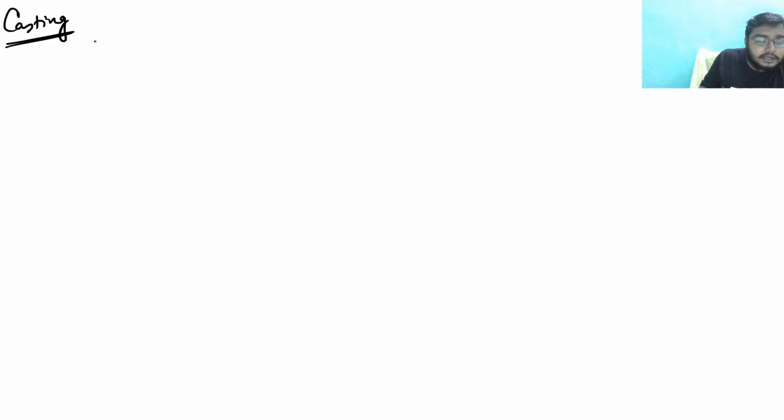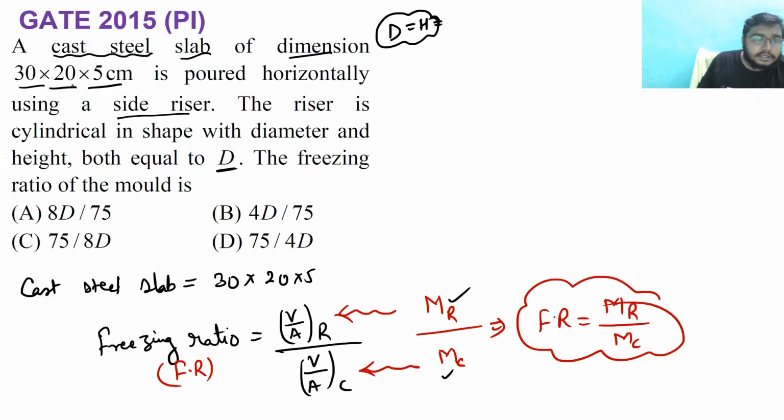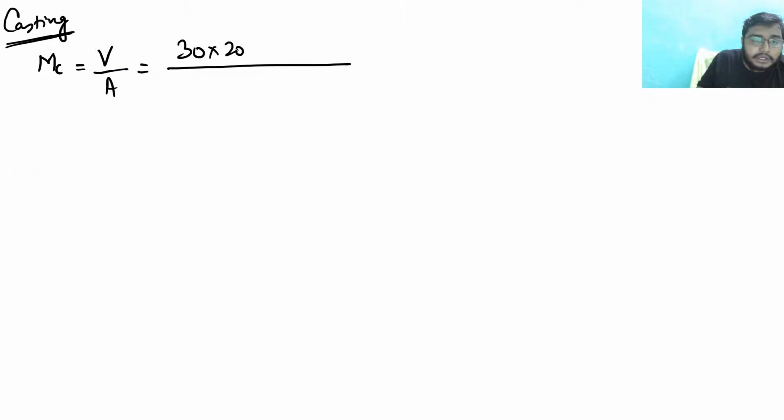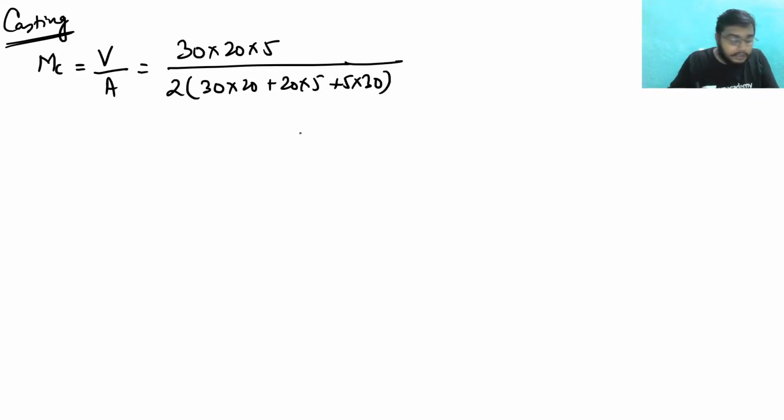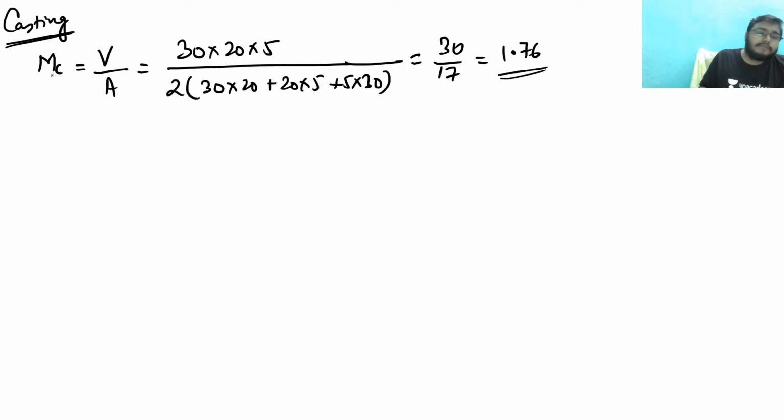Okay. So for a casting, modulus of casting is equal to V by A. What is the volume of a casting? See, 30 into 20 into 5 is given. Clear? This is the dimension. So this would be my volume, that is 30 into 20 into 5. Now this is surface area. So the surface area will be what? Twice into 30 into 20 plus 20 into 5 plus 5 into 30, isn't it? Now if we calculate it from here, let me calculate it down. So you are getting 30 by 17, which is equal to 1.76. So you have found the modulus of casting.